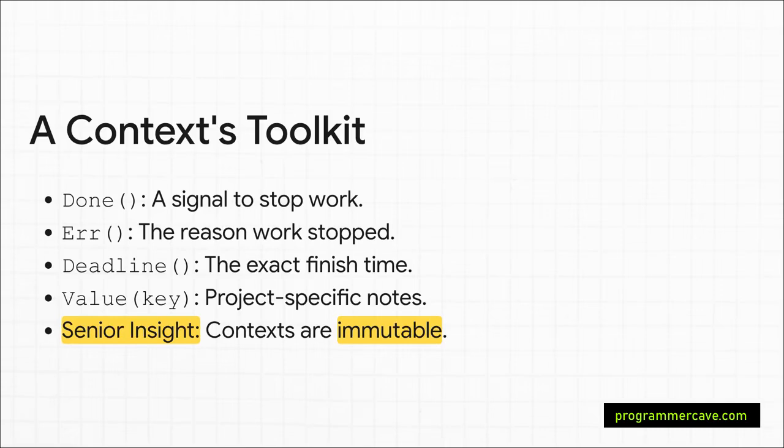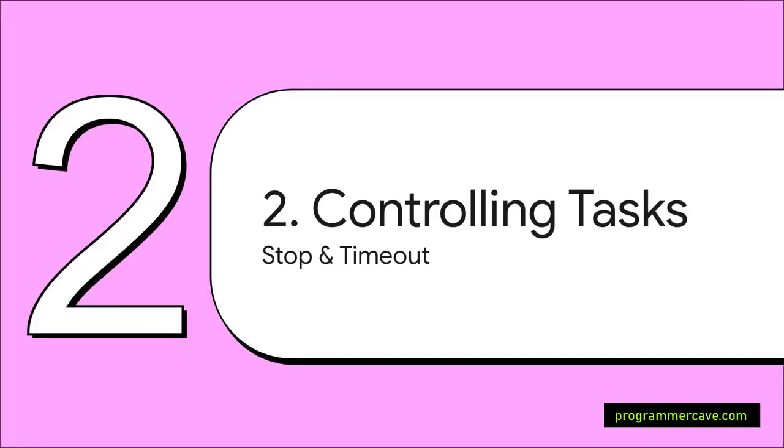Now, for the senior engineers in the room, here's a crucial insight. Contexts are immutable. You can't change one after it's created. This little detail is amazing because it completely prevents a whole class of nasty race conditions. It's beautiful.